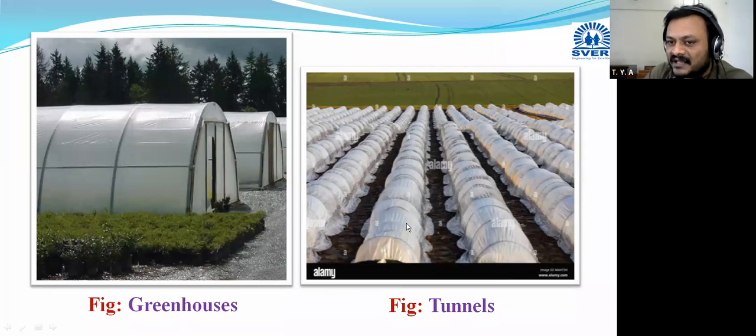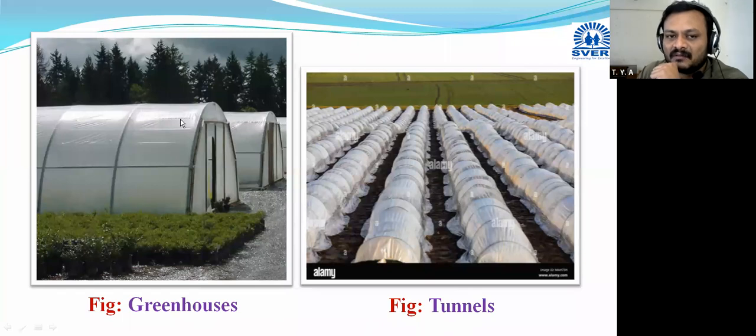These are the tunnels and these are the greenhouses. They are very similar in working, the only difference is in their length or complexity. Greenhouses means the shape is like your house. These are a little bit complex, longer, and their height is very short. Depending on your vegetables or fruits, you can go for greenhouses or for tunnels.